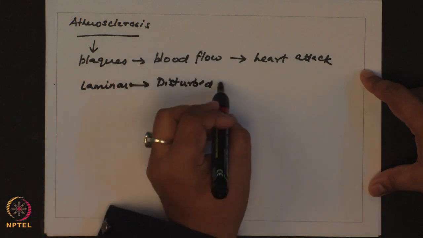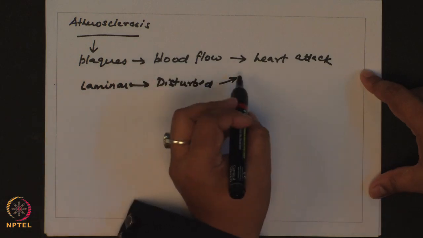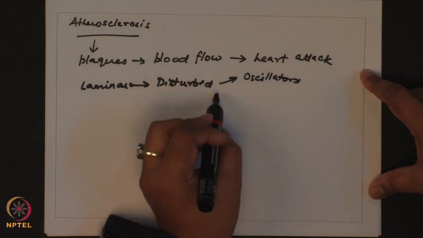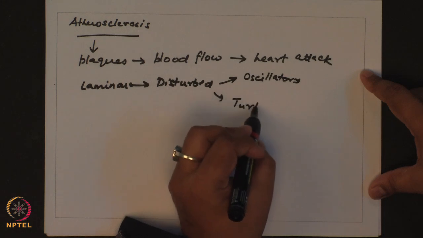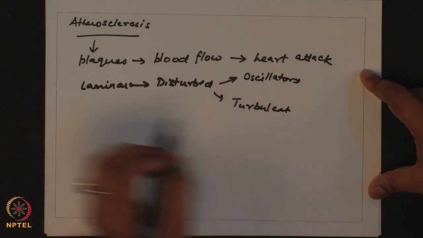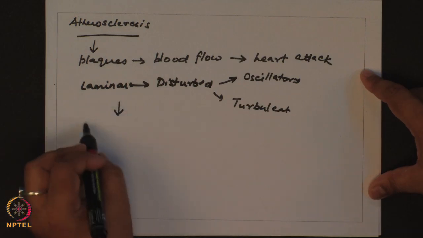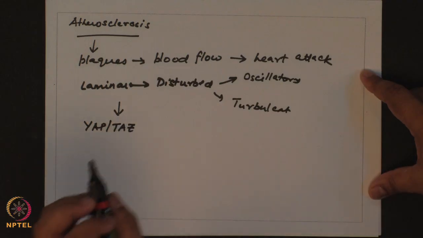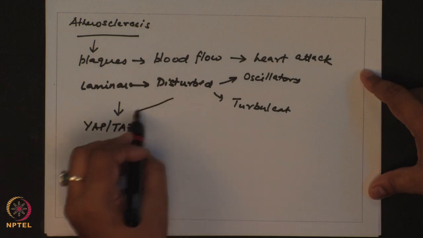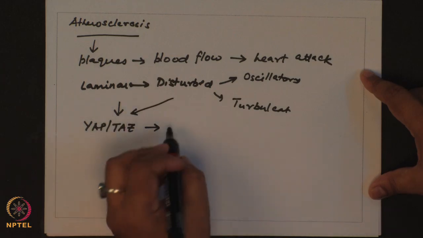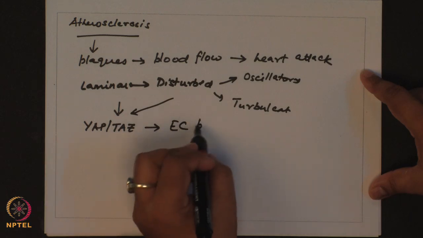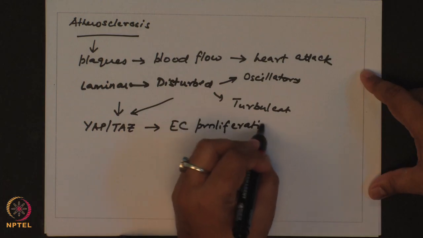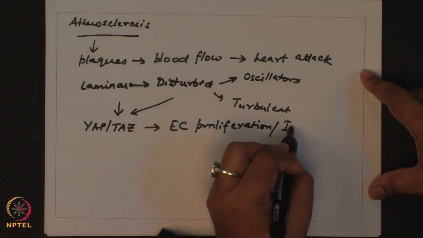Okay. As part of being disturbed, it can be oscillatory or turbulent, and I described this paper which showed how YAP/TAZ activation by disturbed flow led to endothelial cell proliferation and inflammation.